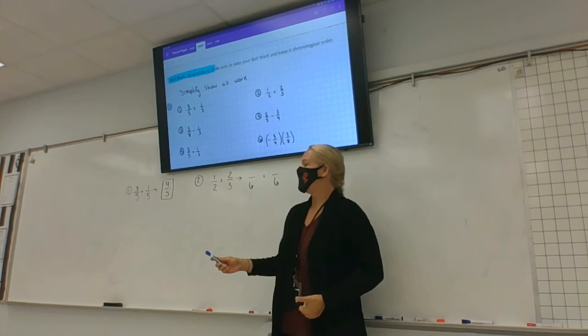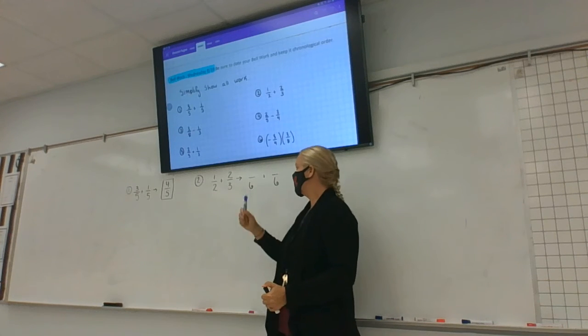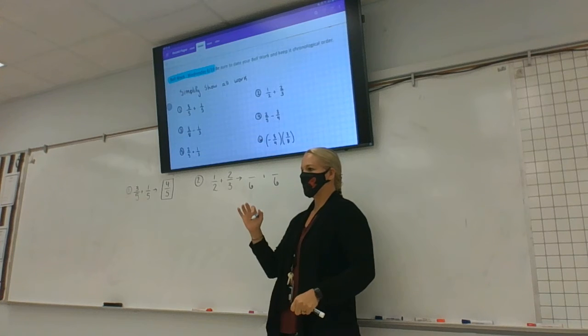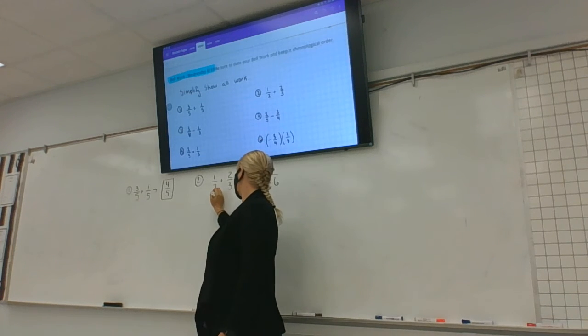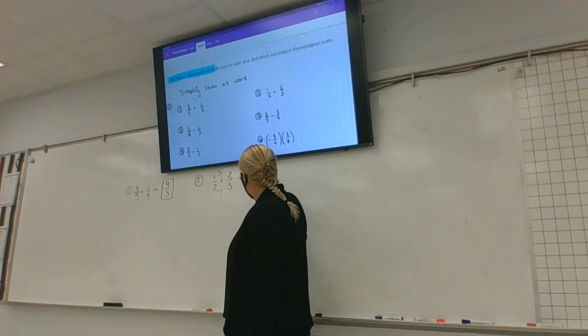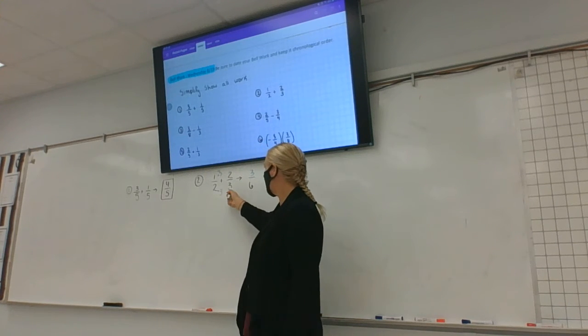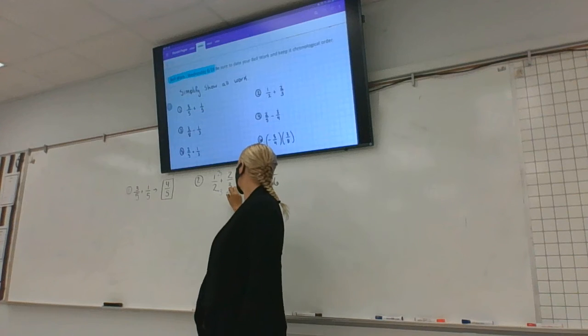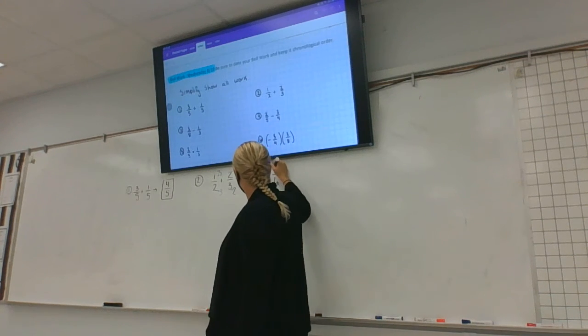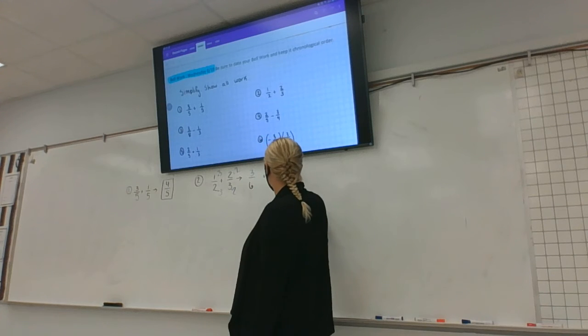So how do I turn 2 into 6? What do I multiply it by? 3. So if I'm multiplying this bottom by 3, the top gets 3 as well. And 3 goes into 6 twice. So I'll have to multiply this top by 2 as well, making it 4.